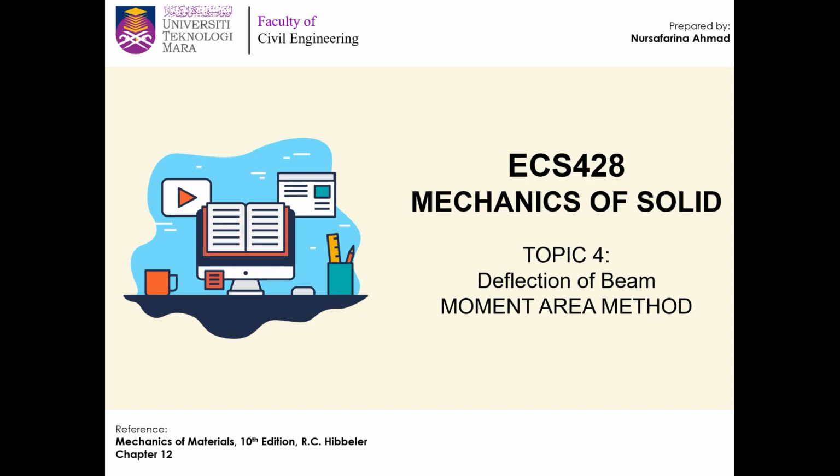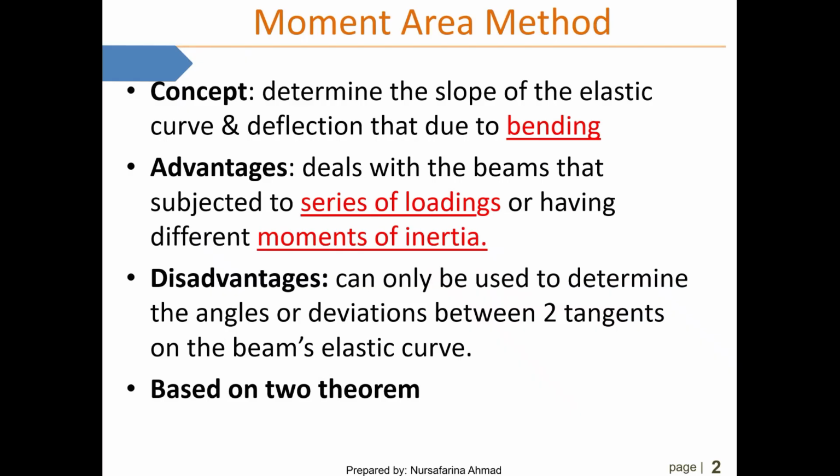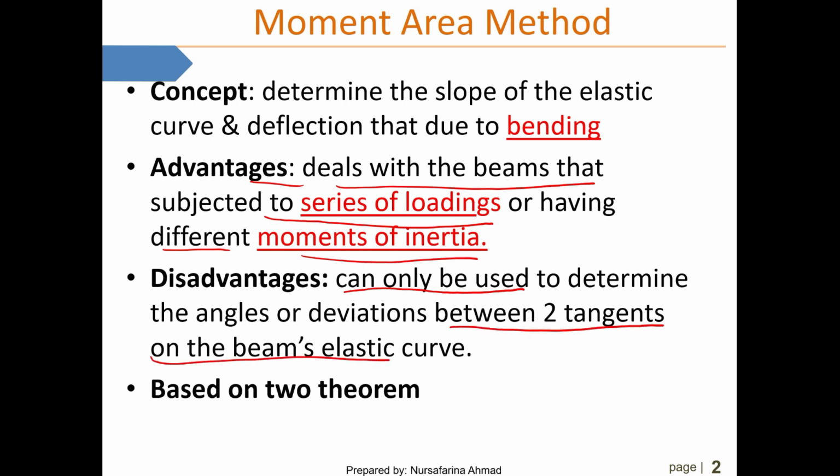We start. The concept of the moment area method provides a semi-graphical technique for finding the slope and displacement due to bending. There are advantages and disadvantages to using this method. The advantage is that it deals with beams subjected to a series of loadings or having different moments of inertia. Meanwhile, the disadvantage is that it can only be used to determine the angles or deviations between two tangents on the beam's elastic curve. To develop the moment area method, we will make the same assumptions we used for the previous methods.